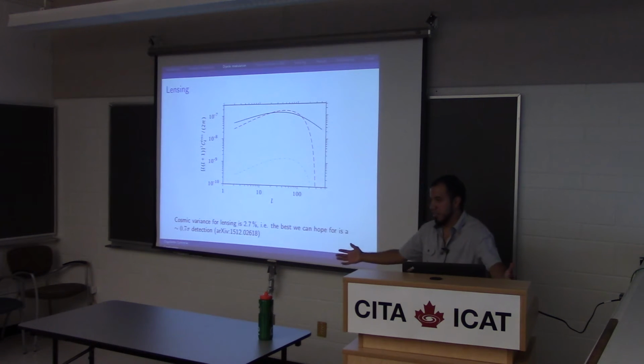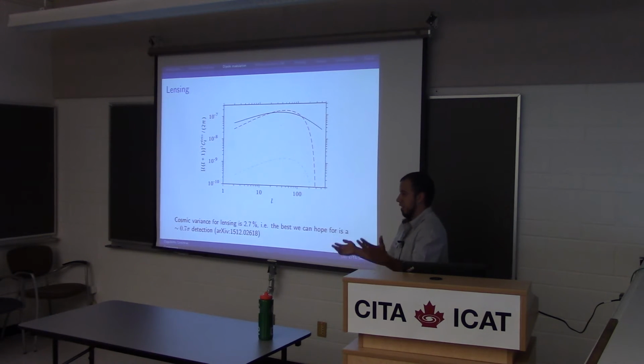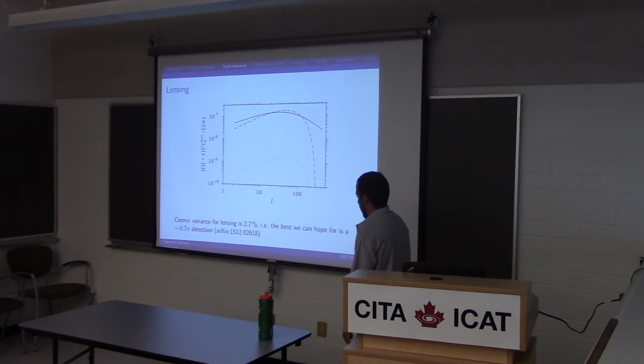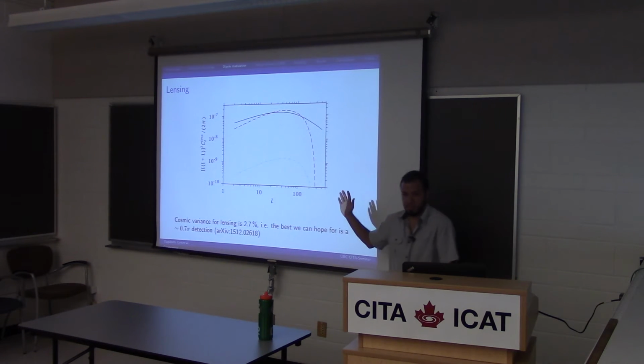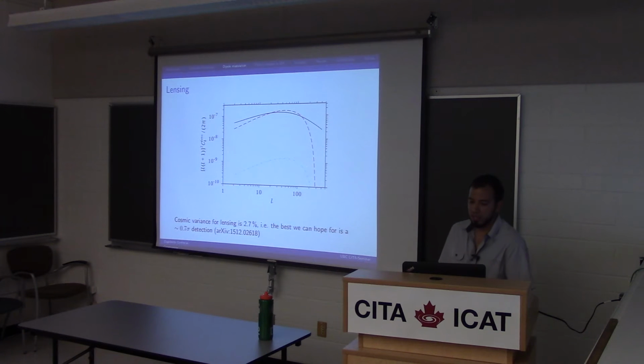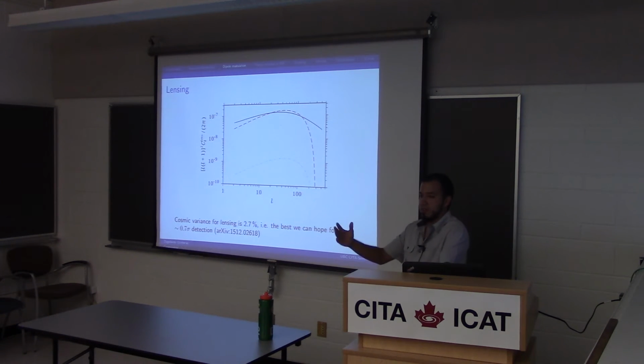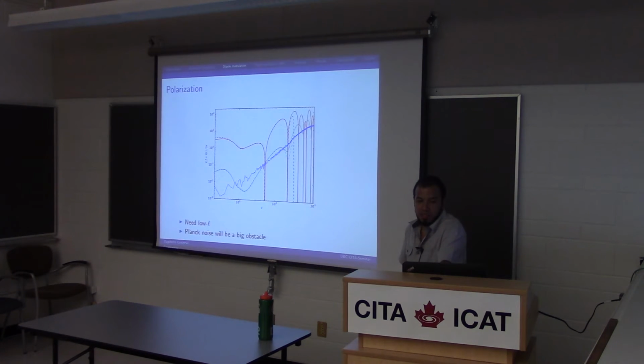So at best, with lensing, you could hope for a 0.7 sigma detection, and even that's optimistic, because in principle, you would like to run this full parameter set with the lensing data. So lensing is a lost cause. It's not going to help us determine whether this modulation is real or not. So you would hope that you could see it in polarization.